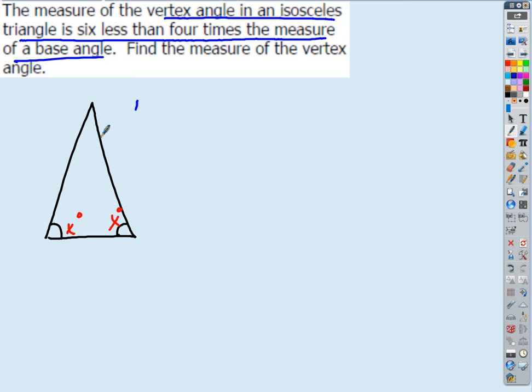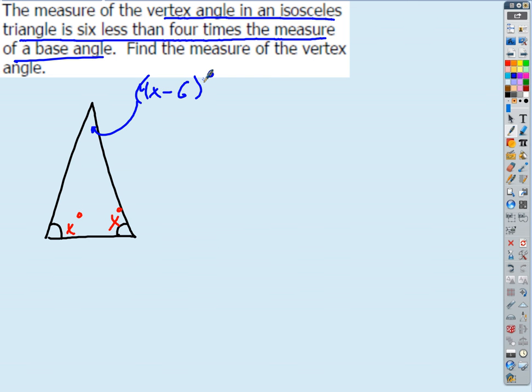So this angle up here is 4x minus 6 degrees, right? Okay? Good. But how do I solve for x? I need to come up with an equation somehow. Nowhere do they set up the equation for me. How could I use my knowledge about triangles to come up with an equation here? Suggestion?